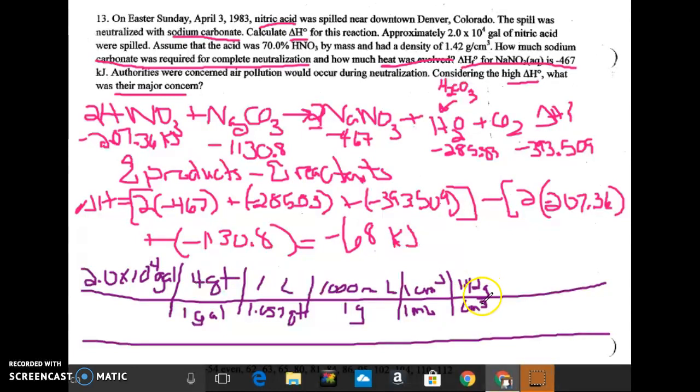Now, the other thing I have to deal with is that when I'm going to do molarities here, I only have 70% by mass. So that means 70.0 grams of that solution is HNO3. The rest of it is water for every 100 grams. So I'm just converting that percent.